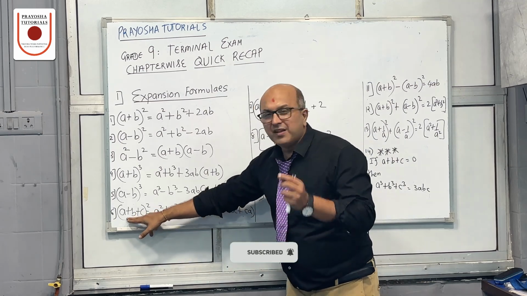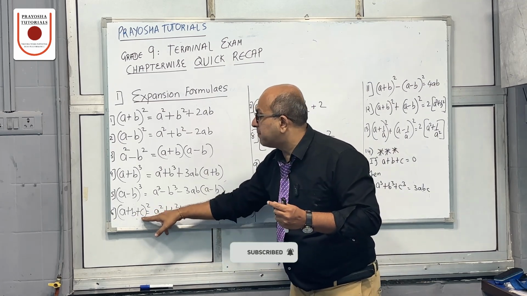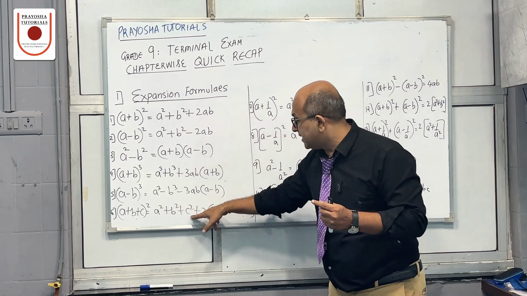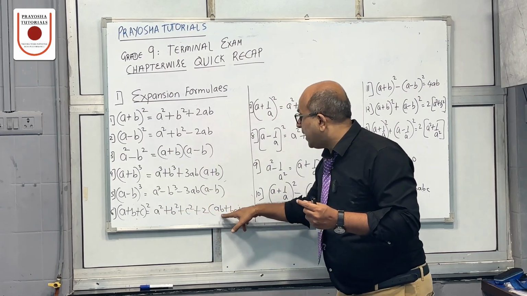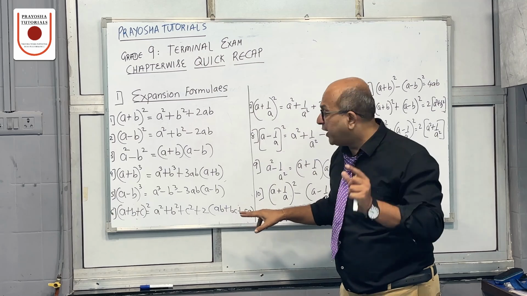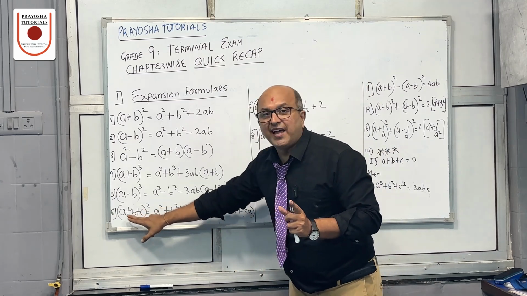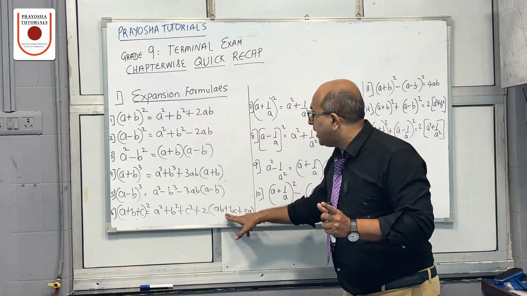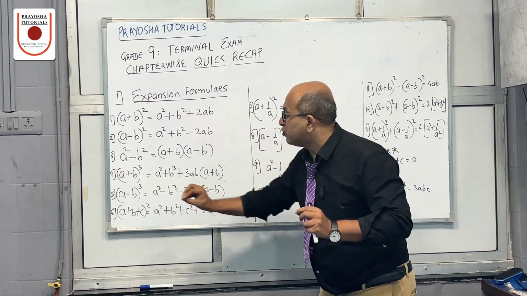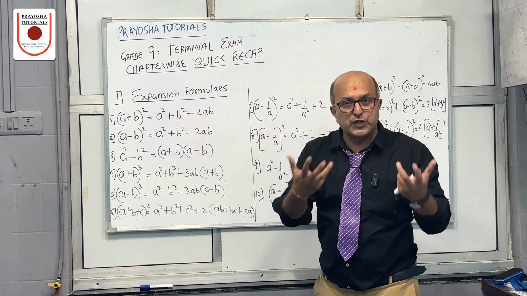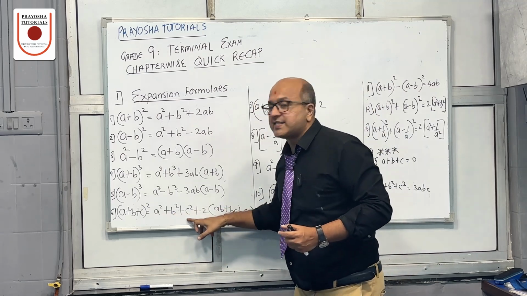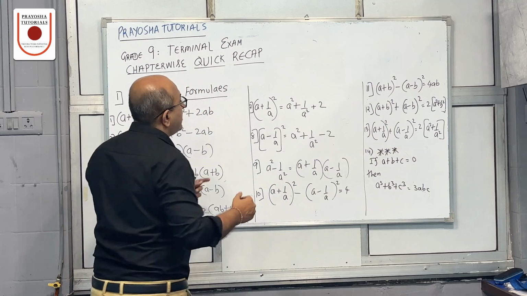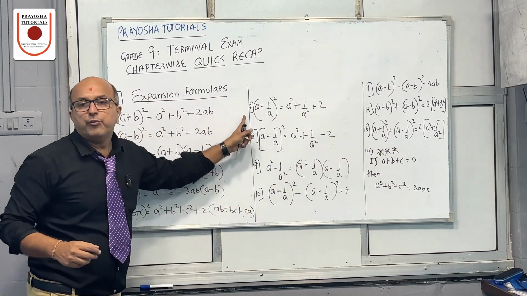Now, a little new formula for us: (a plus b plus c) the whole square is equal to a square plus b square plus c square plus 2(ab plus bc plus ca). Sometimes they give us the value of a plus b plus c and the value of ab plus bc plus ca. We just have to substitute the values given in the question and find out a square plus b square plus c square.